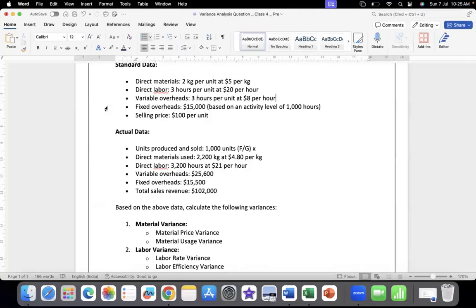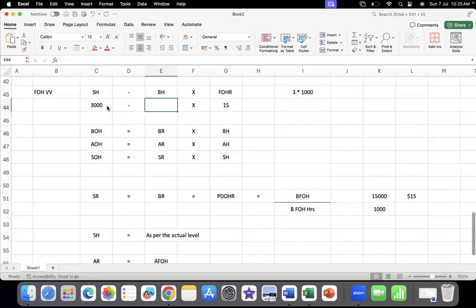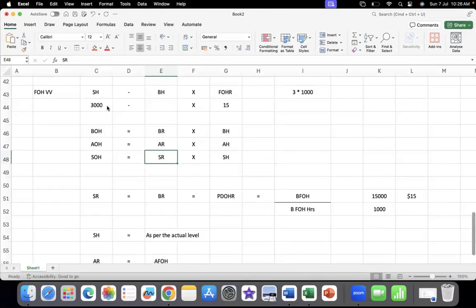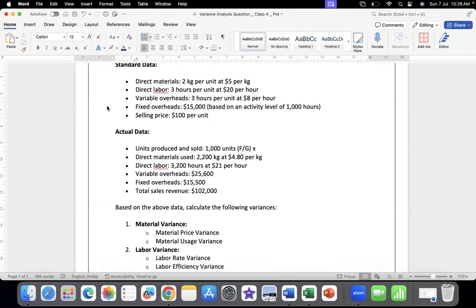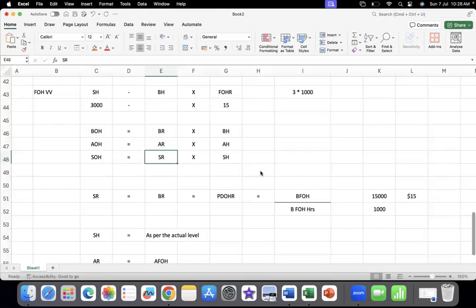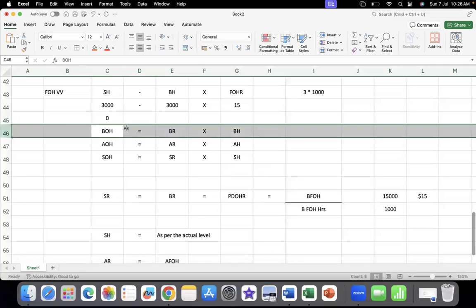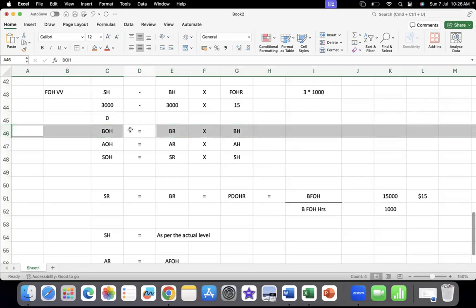And what are your budgeted hours now? Budgeted and standard are always with respect to actual. Because there is no distinction given in the question between budgeted and standard, we'll have to consider this as 3,000. That's the standard and that's the budget, and the answer would be 0. In other questions, there would be a figure given to you. If not, you can just use the standard for simpler calculations.